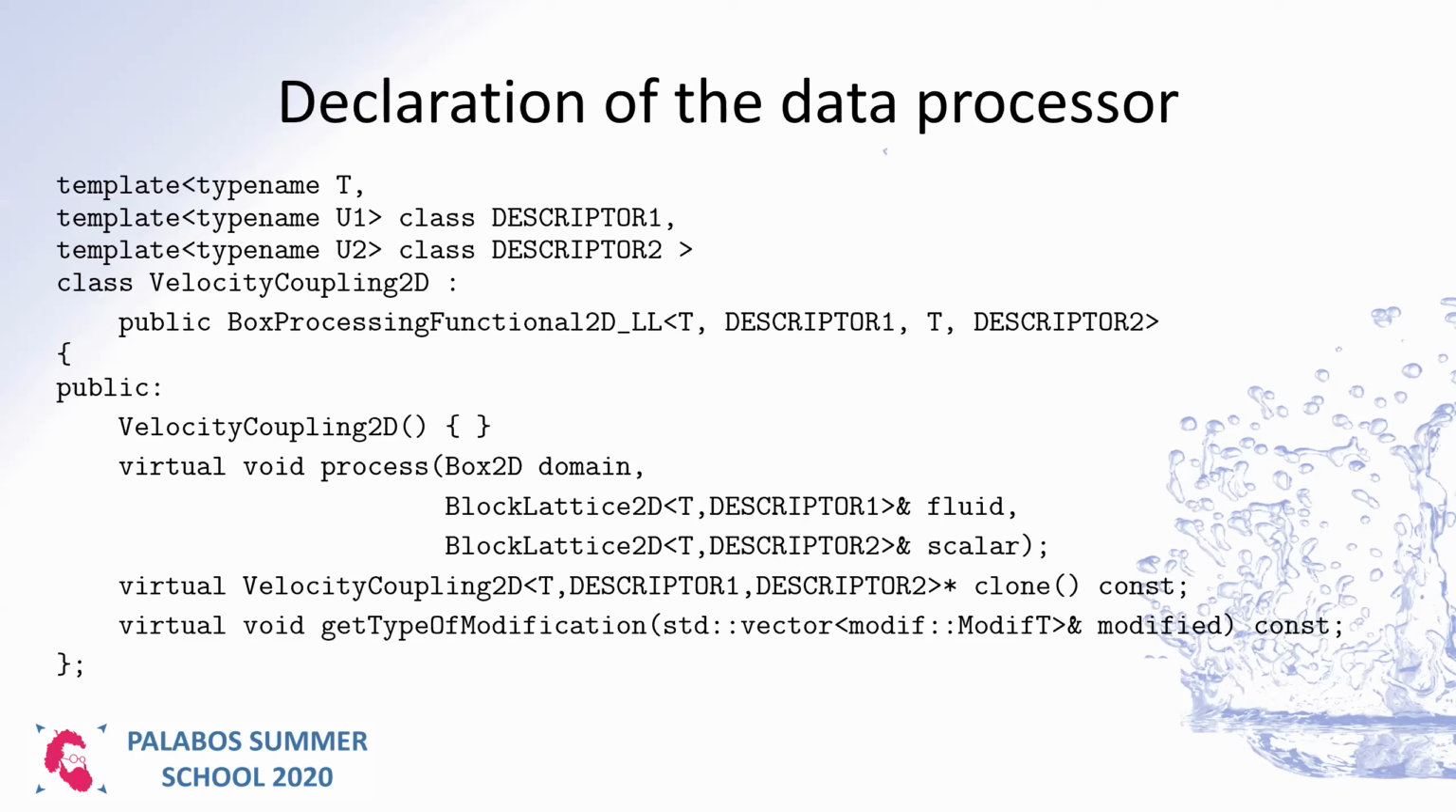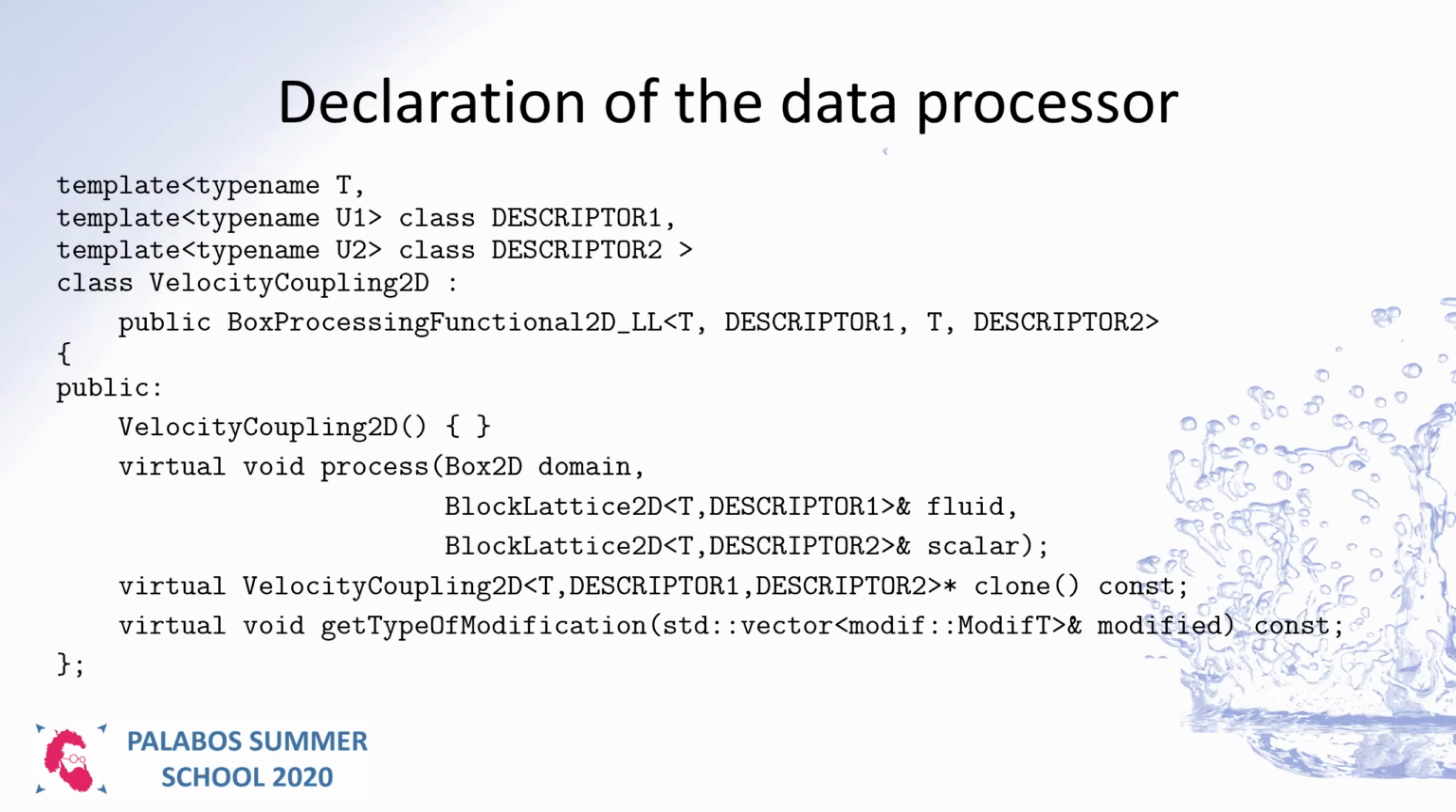You see that it has three arguments. One is a domain, one is the fluid lattice, and one is the scalar lattice. This domain argument is crucial, and I'm coming back to that. This is not the domain on which the full data processor is executed. This is the smaller domain. Once Palabos has split the full domain into smaller domains on which the algorithm is going to be executed, it provides that smaller domain to the data processor or to the process method.